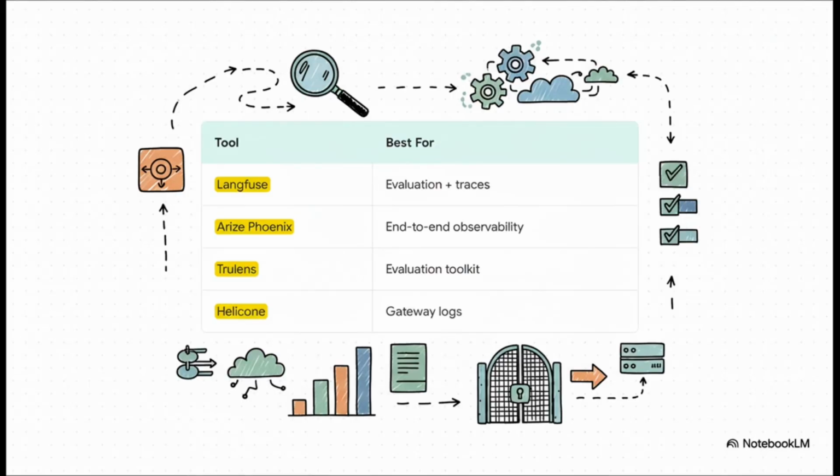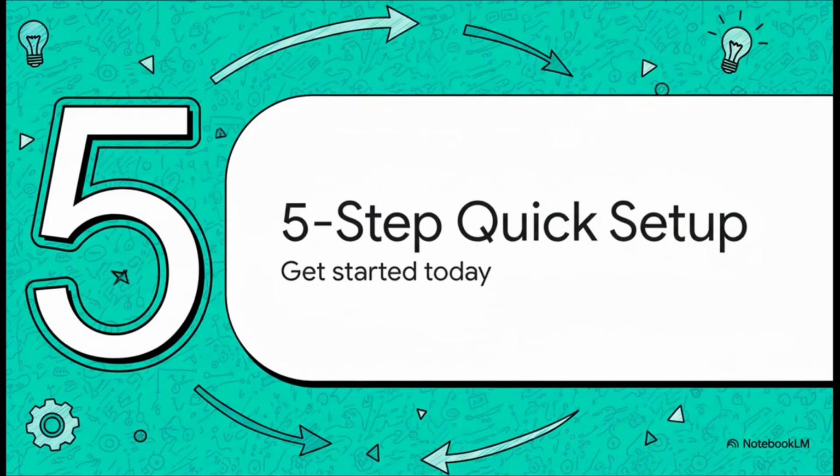Now, the best part is, you don't have to build all this stuff from scratch. There are some amazing open source tools that can get you up and running. For instance, Langfuse is fantastic for really deep evaluation and tracking. Arize Phoenix gives you that beautiful end-to-end observability dashboard. TruLens is great for zooming in on quality metrics, and Helicone is perfect if you just need powerful, simple gateway logging. Okay, this all sounds great, but how do you actually start?